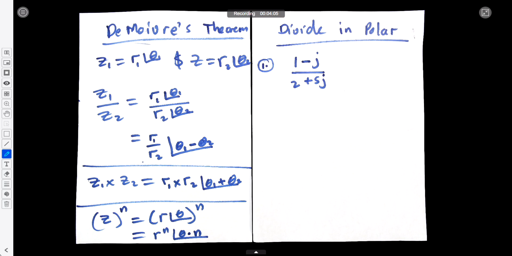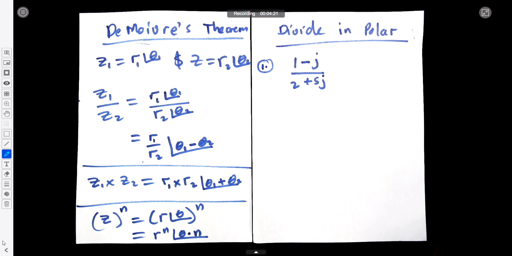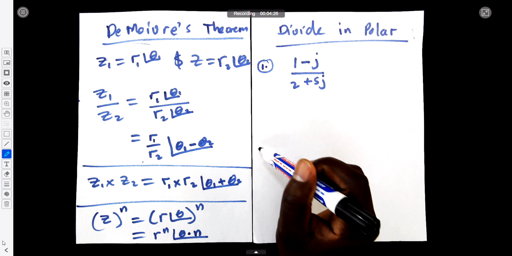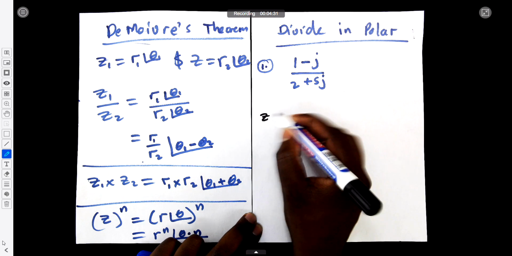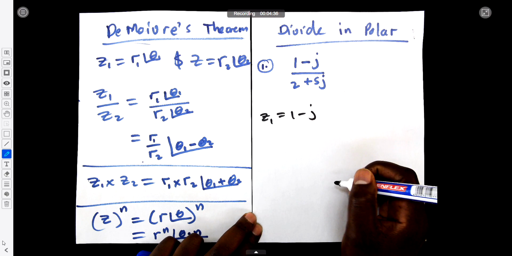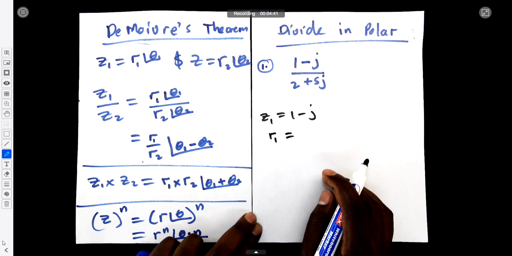So there are a few steps that we have to apply. We have to divide 1 minus j over 2 plus 5j. Here we are not dividing, we must not use the conjugate method. We must try and divide in polar form, which means we must change the numerator into polar form. How do we do that? With the first one, treat 1 minus j as z1. So for z1, you must try and find r1.